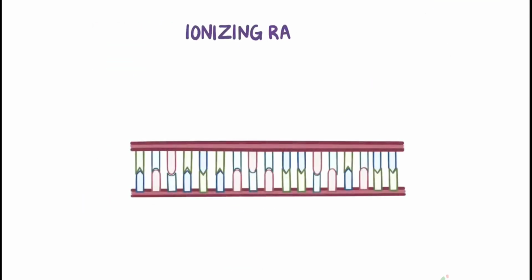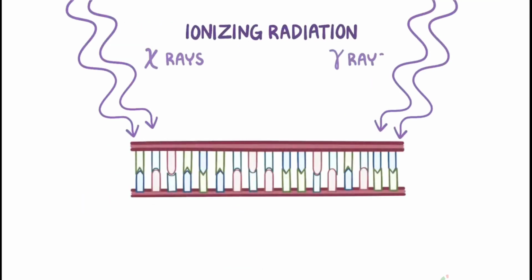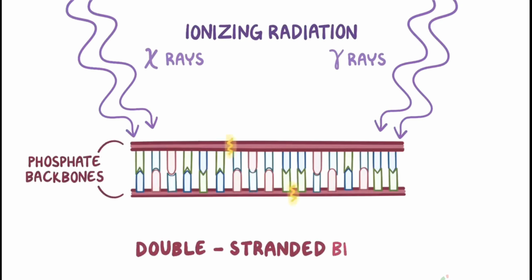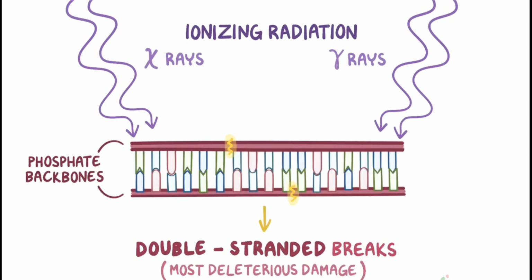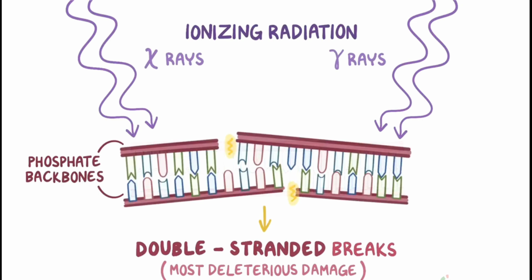Lastly, there's ionizing radiation, like X-rays and gamma rays, which can break the phosphate backbones of both DNA strands. This causes double-stranded breaks, which are the most deleterious type of DNA damage. Generally, double-stranded DNA breaks aren't clean, meaning that each end of the broken DNA has a single-stranded region that overhangs the rest of the double-stranded DNA. It's like when you break a pencil with your hands. The rest of the pencil remains intact, but the part where the break happens is jagged.